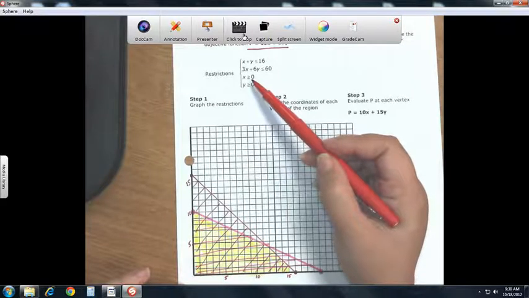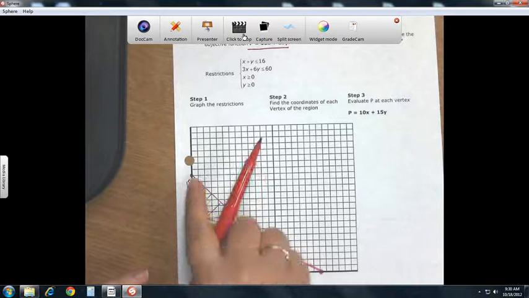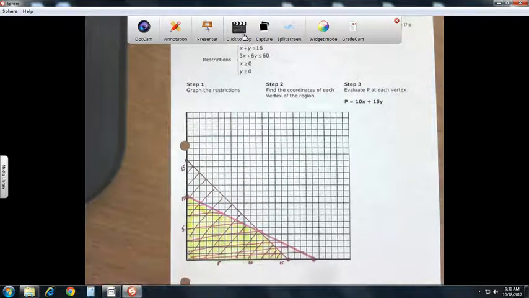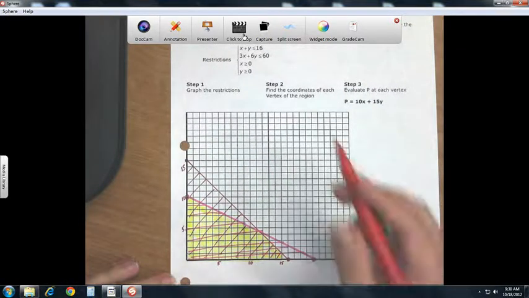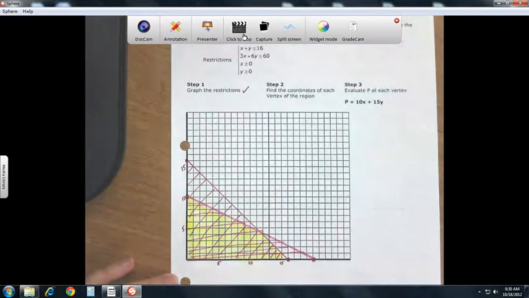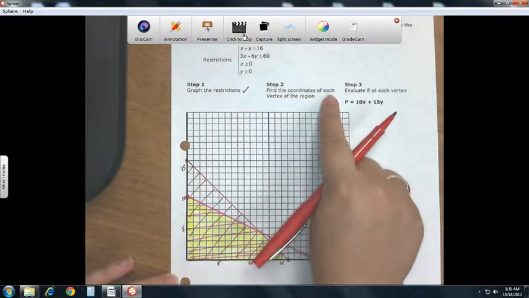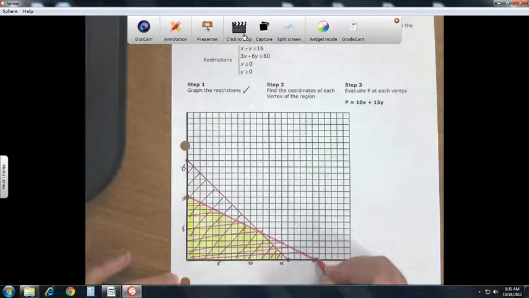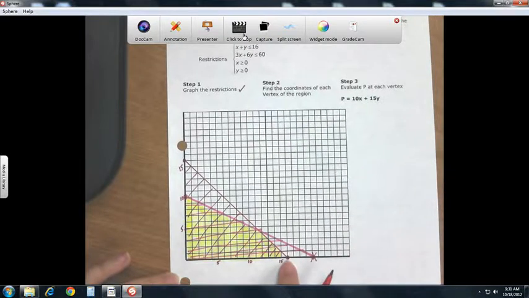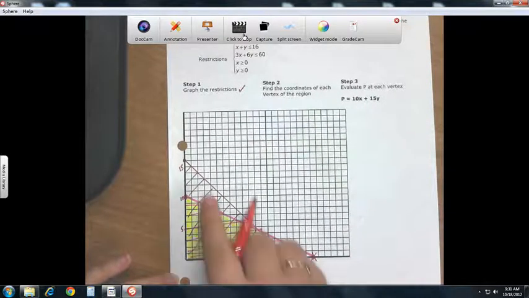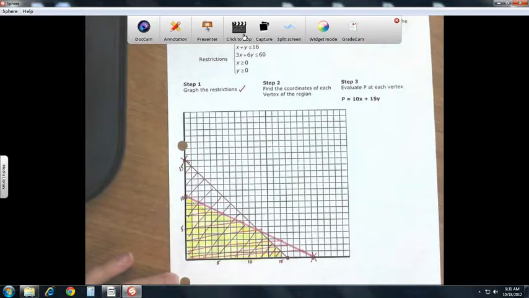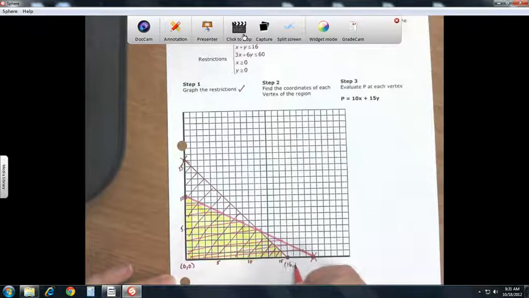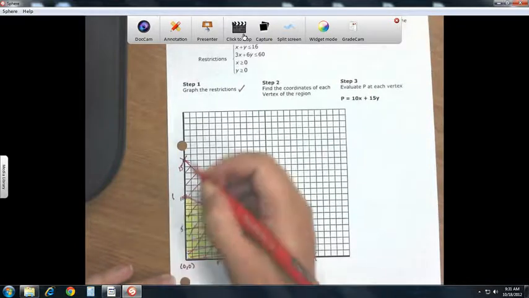Okay, so we have graphed the restrictions. Now it says find the coordinates of each vertex of the region. We can ignore this one because it's not part of the shaded part. We can ignore this one because it's not part of the shaded part. But here we have 0, 0, 16, 0, and 0, 10. What we don't know is this point right here, that intersection point.